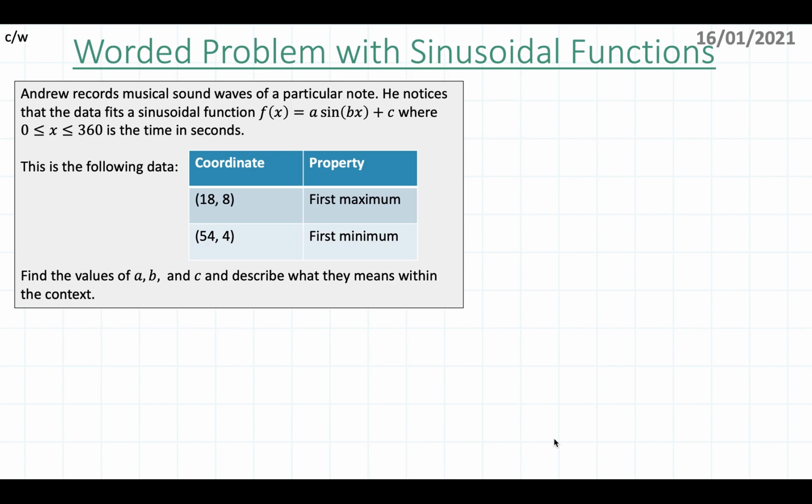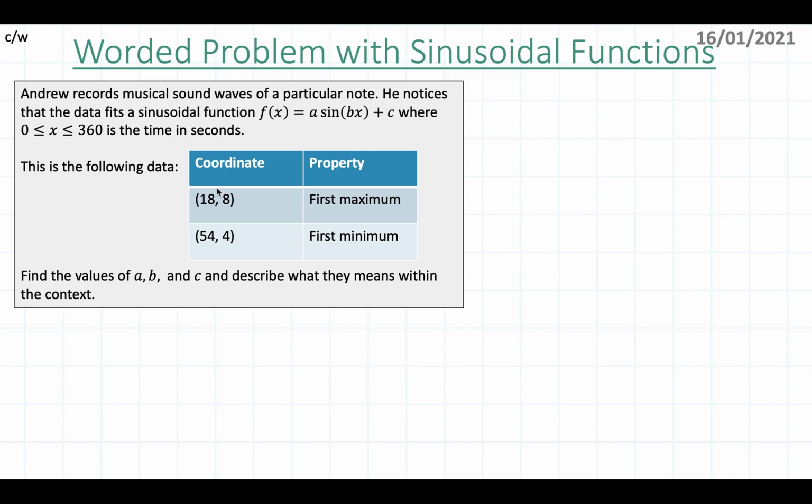So let's say you have this worded problem with sinusoidal functions or trigonometric functions, however your topic is named. And we're looking at the simple form of trigonometric functions, which is only having A, B, and C transformations. So you should know the properties: amplitude, period, principal axis, and so on. When you're given the A, B, and C, you should be able to find all the properties.